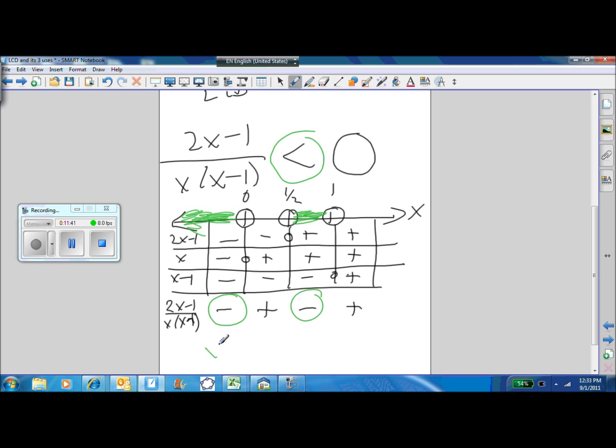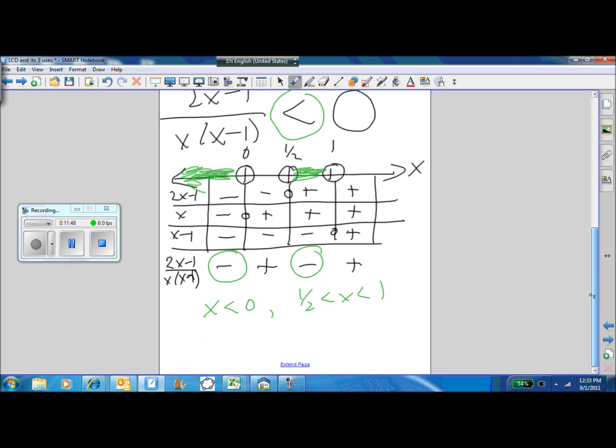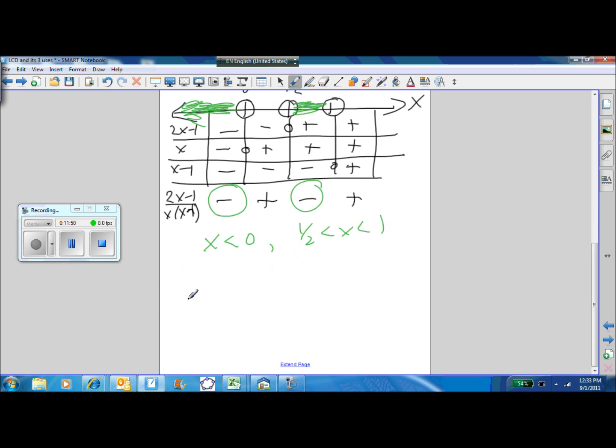So there's your final answer. X is less than 0, or a half is less than x is less than 1. You can also use the interval notation on this. Negative infinity up to 0, union 1/2 to 1.